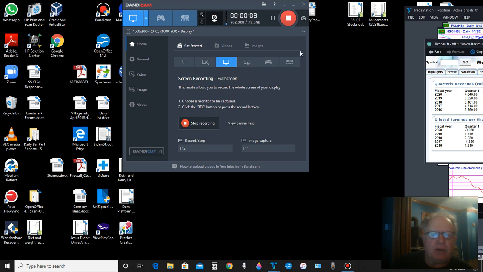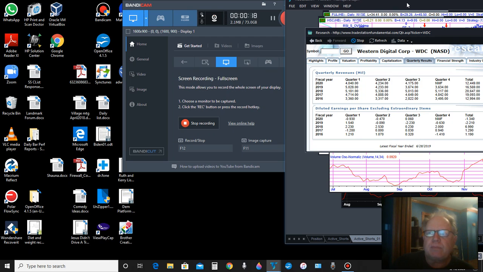Let me see here on the microphone. Hopefully it's okay in terms of the sound level. Doesn't look too high, but I do see that it is recording.